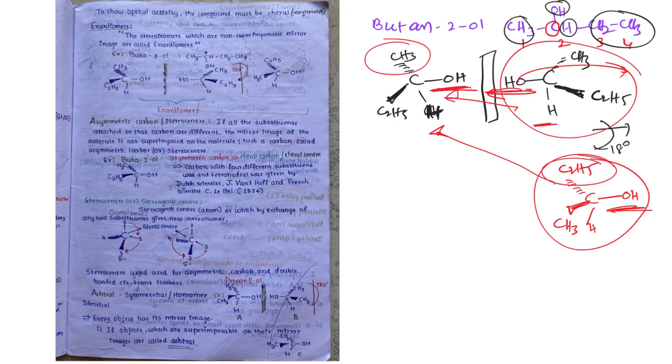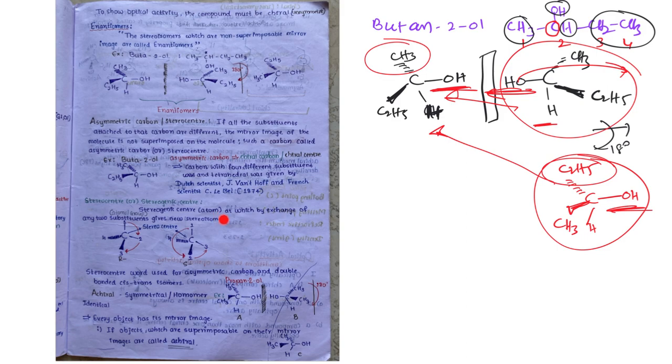Carbon with four different substituents in a tetrahedral arrangement is called an asymmetric carbon or chiral carbon. The Dutch scientist Van't Hoff and the French scientist Le Bel, in 1874, proposed the tetrahedral geometry. Now, what is a stereocenter or stereogenic center? Some students confuse it with the asymmetric or chiral carbon, so these words are very important.